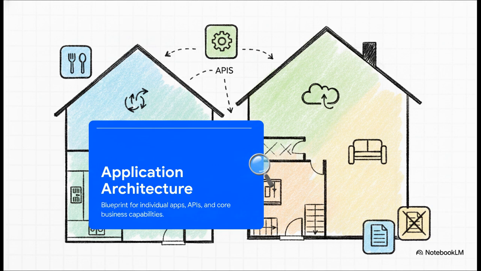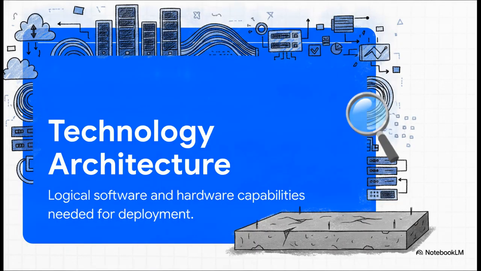It really helps rationalize your portfolio so you aren't accidentally paying for 5 different apps that all do the exact same thing. And finally, Layer 4, technology architecture, which is sometimes called infrastructure architecture. This is the literal foundation, the concrete slab. It encompasses the servers, the networking gear, the operating systems, the cloud infrastructure. It is the physical and logical platform upon which all those applications, data, and business processes actually run.